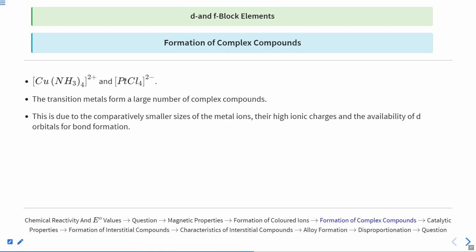Here again we have two more examples. This is due to the comparatively smaller size of metal ions, their high ionic charge and the availability of d orbitals that they are able to form complexes. So the reasons behind complex formation are their very small size, their high ionic charge and the availability of d orbitals.